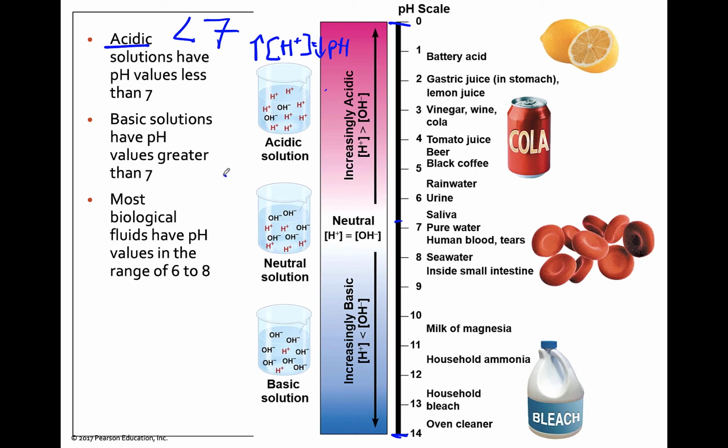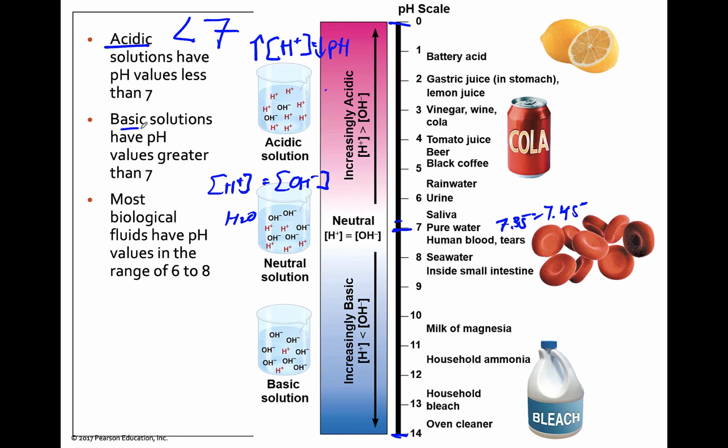Neutral is anything where the concentration of hydrogen ions is equal to the concentration of hydroxide, and you saw this in our example with water. So this one has exactly 5 hydrogens and exactly 5 hydroxides. This solution is just water. There's nothing else in it. Pure water is exactly 7. Everything else is slightly off. Human blood and tears are at 7.35 to 7.45, so slightly basic.